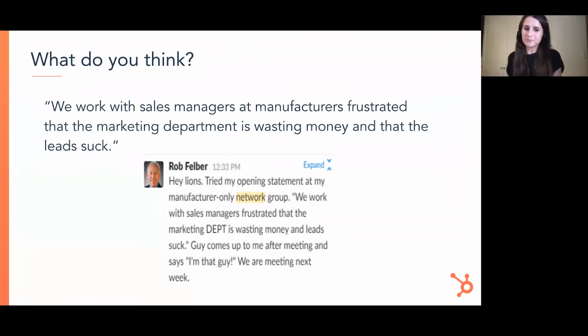And he said, the positioning statement or the opening statement was, we work with sales managers frustrated that the marketing department is wasting money and leads suck. Guy comes up to me after meeting and says, I'm that guy. So we're meeting next week. So just a good example of how he used that there.